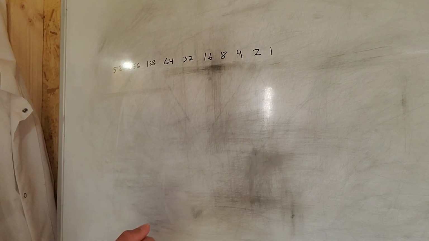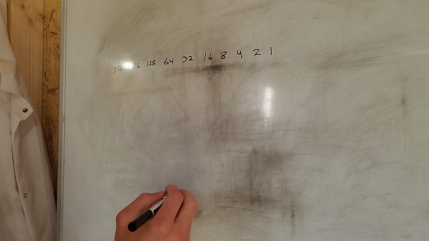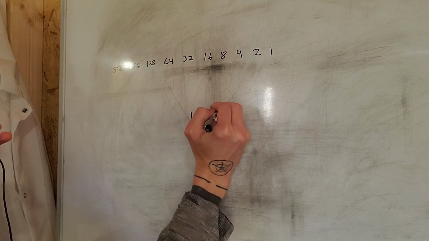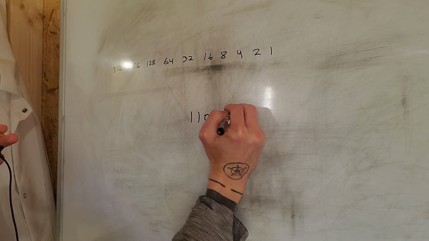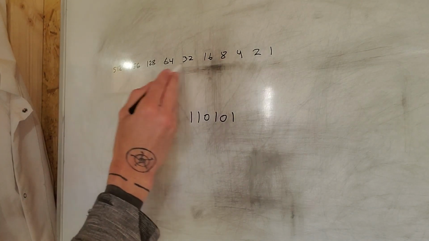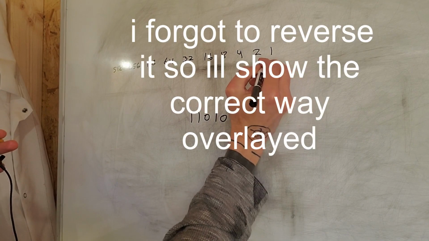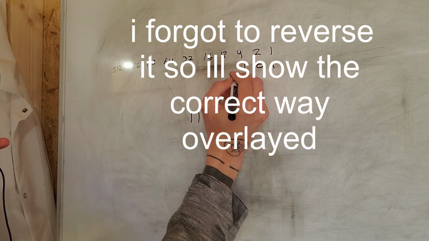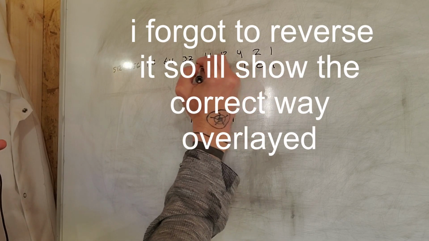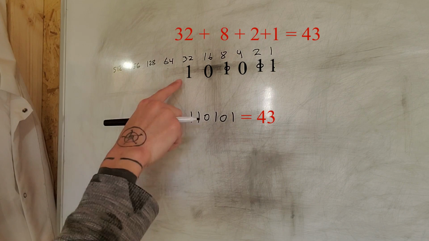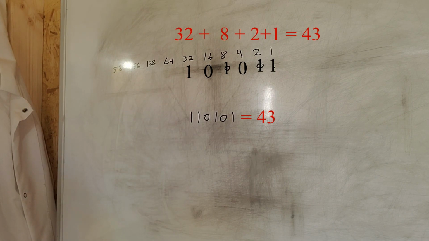Now if we want to do the reverse of this and take a binary number, I'm just going to write something random, 1, 1, 0, 1, 0, 1. You essentially just match it up here. So 1, 0, 1, 0, 1, 1. And then you add up where the ones are and ignore the zeros. So yeah, that's conversion.